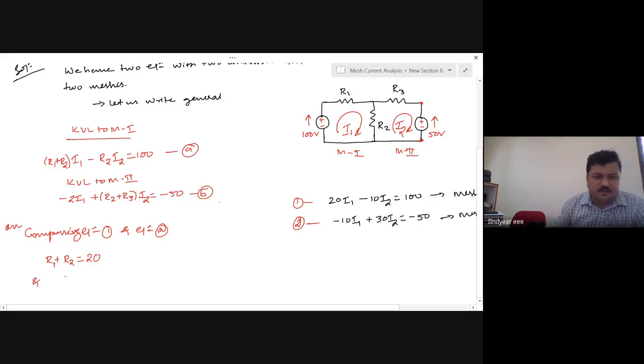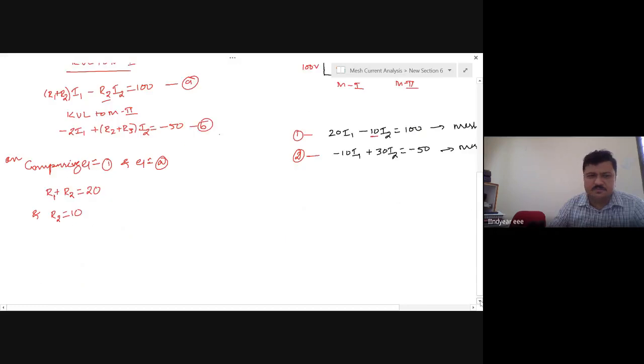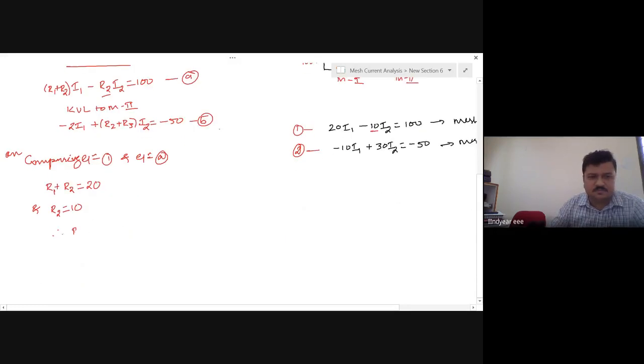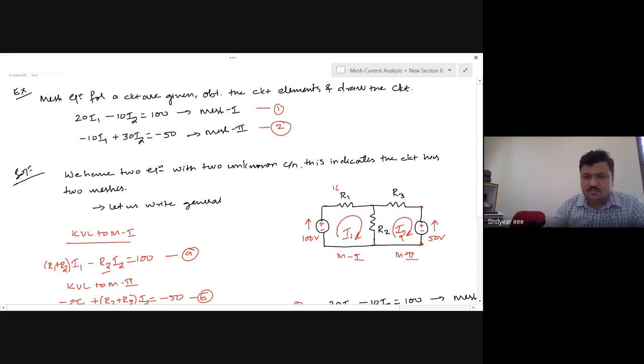And R2 is equal to 10, from minus R2 I2 equal to minus 10 I2. So this is R2. Therefore R1 is equal to 20 minus R2, which is 20 minus 10, equal to 10 ohms. So now I got the value of R1. This is 10 ohms. The value of R2 is 10 ohms.